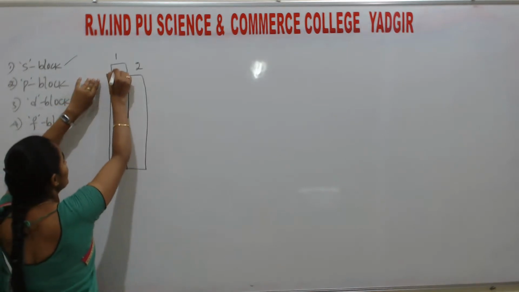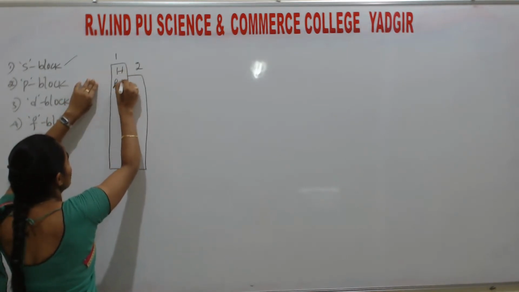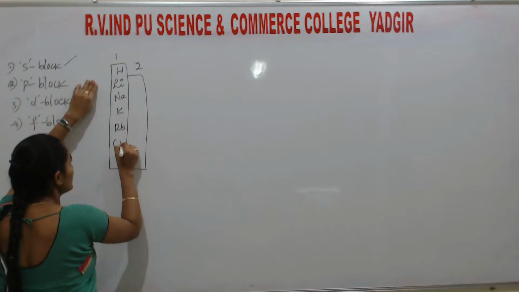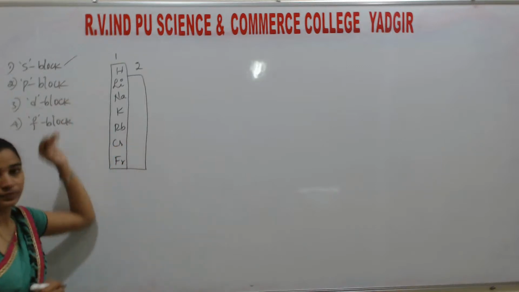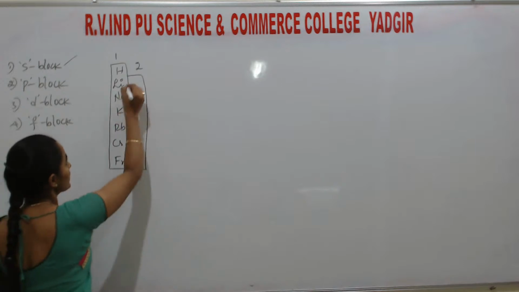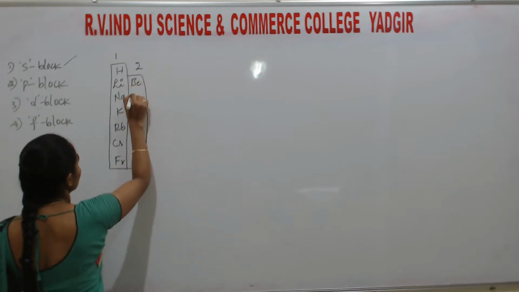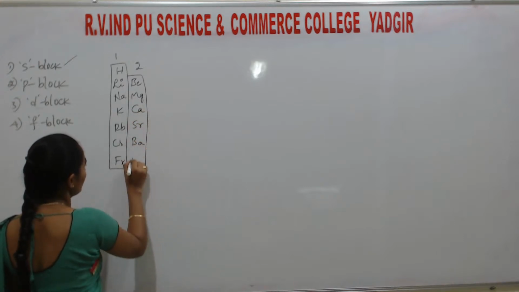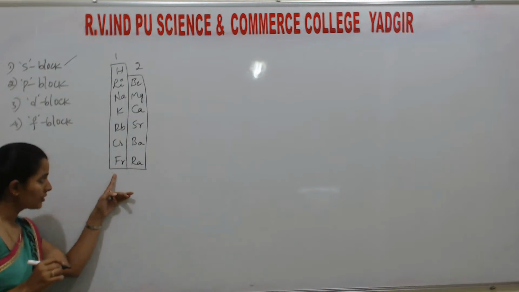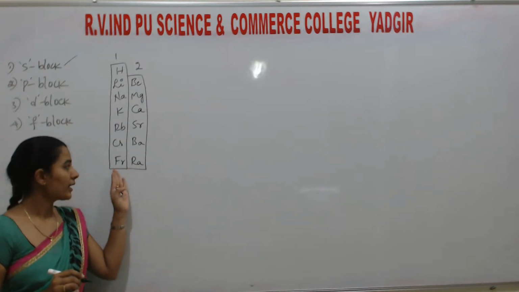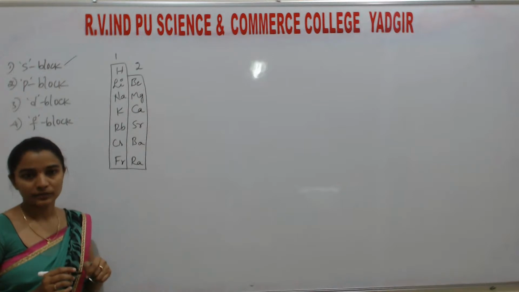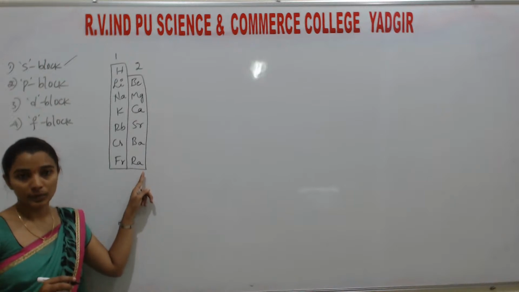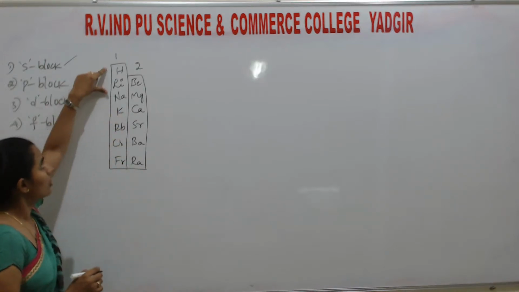Understand? Here the elements are hydrogen, lithium, sodium, potassium, rubidium, cesium, francium. Next, beryllium, magnesium, calcium, strontium, radium. Here, francium and radium are the radioactive elements. Except these two, all are metals. Francium and radium are the radioactive elements; except these, all are called what?